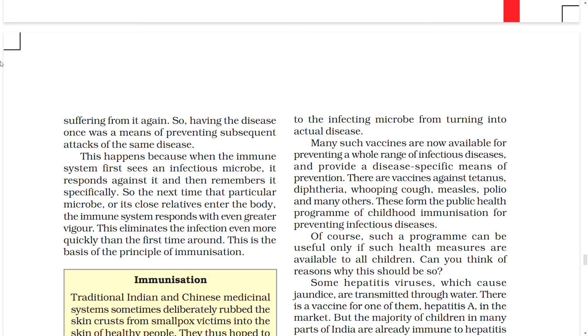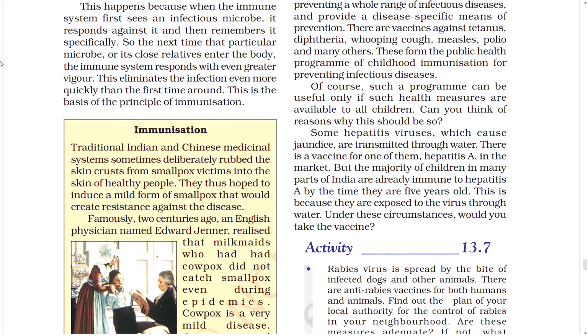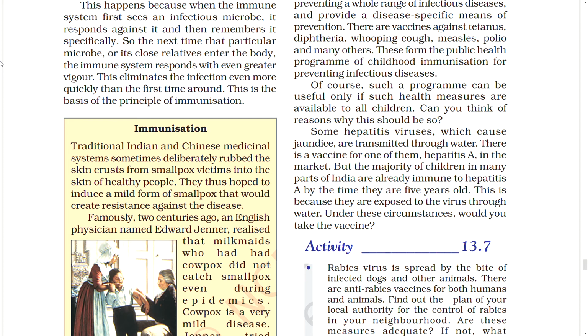Many such vaccines are now available for preventing a whole range of infectious diseases and provide a disease-specific means of prevention. There are vaccines against tetanus, diphtheria, whooping cough, measles, polio, and many others. This forms the basis of the public health programs of childhood immunization for preventing infectious diseases. Of course, such a program can be useful only if such health measures are available to all children. Can you think of reasons why this should be so?